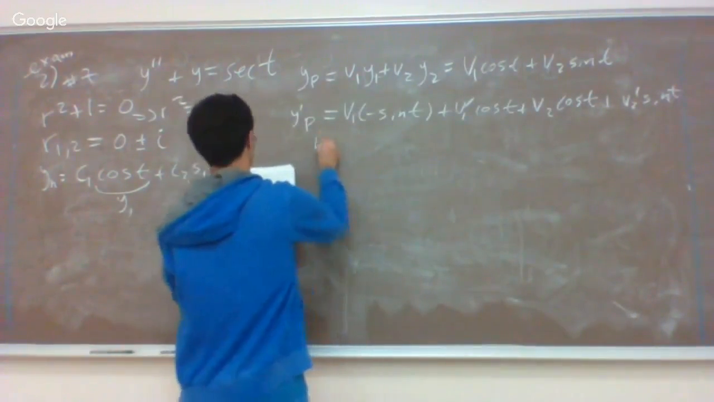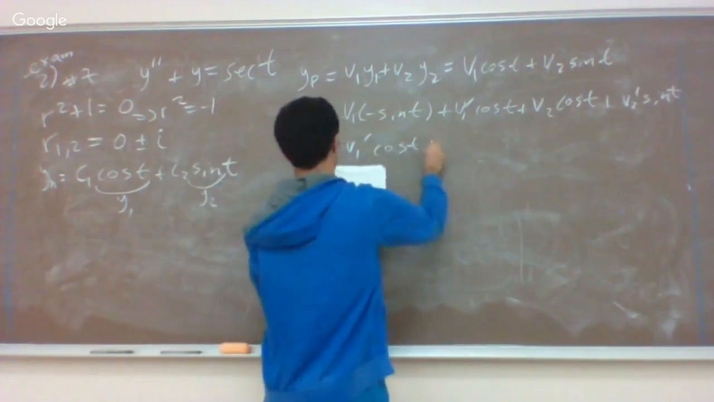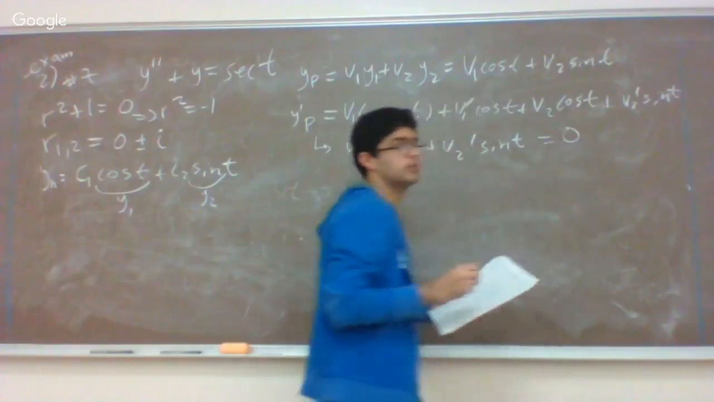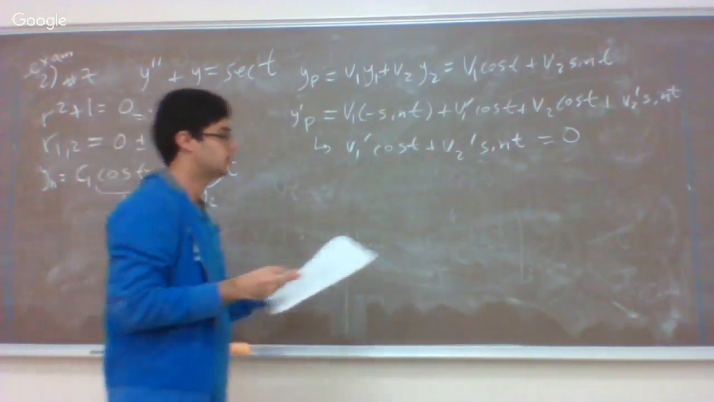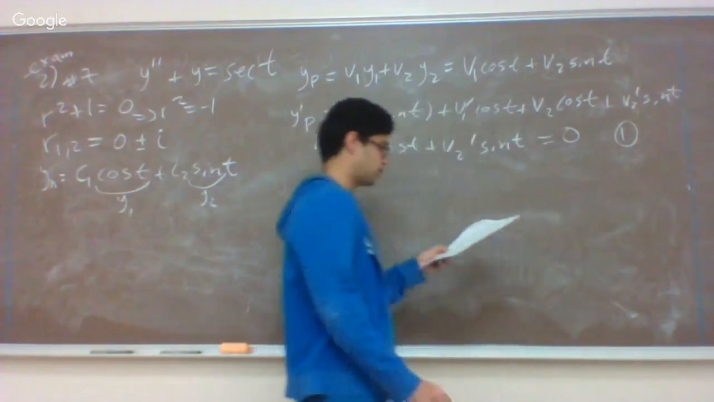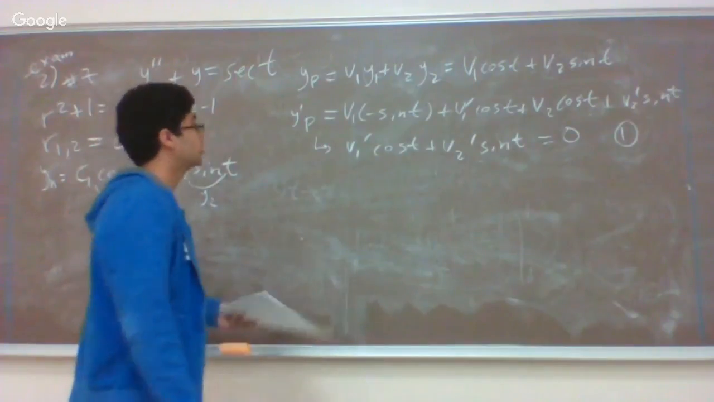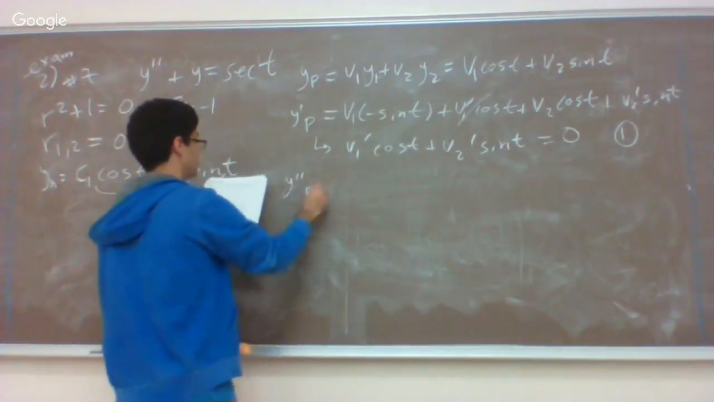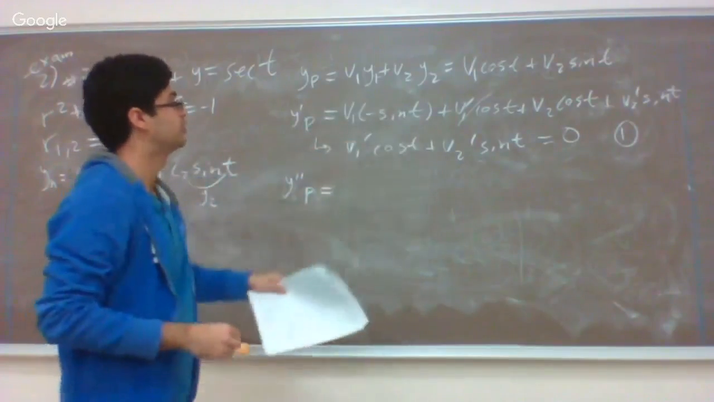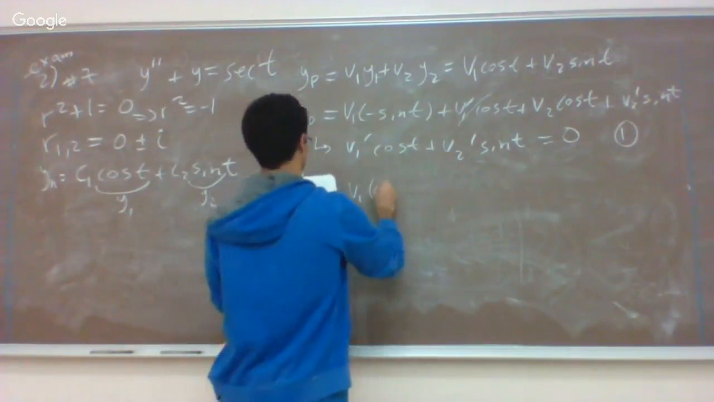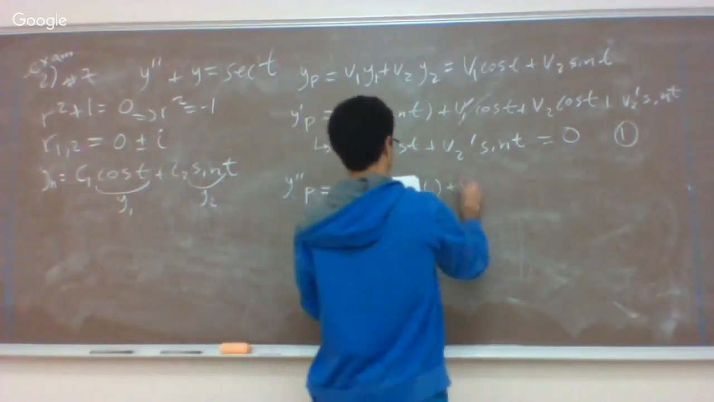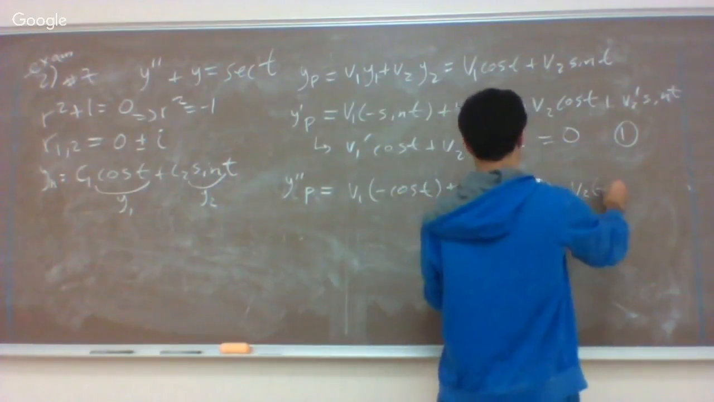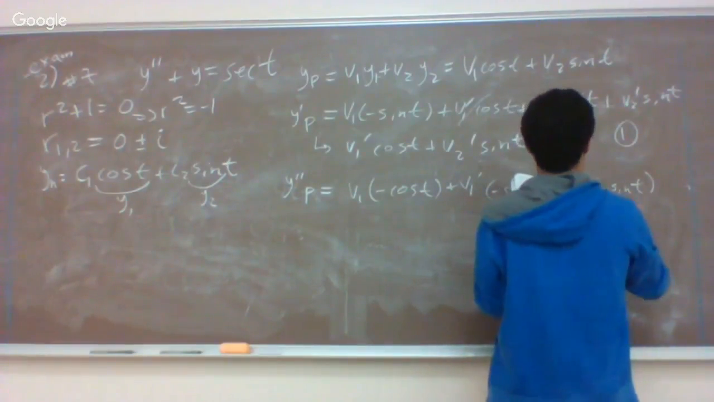The way this method works is that v1 prime cosine of t plus v2 prime sine of t, the prime components, are equal to 0. That is one of my equations that I'll use later on. If those are equal to 0, then when I do the double derivative, y double prime of the particular solution, I only need to take the derivatives of the other two components. So I have v1 times negative cosine of t plus v1 prime negative sine of t, plus v2 times negative sine of t plus v2 prime cosine of t.